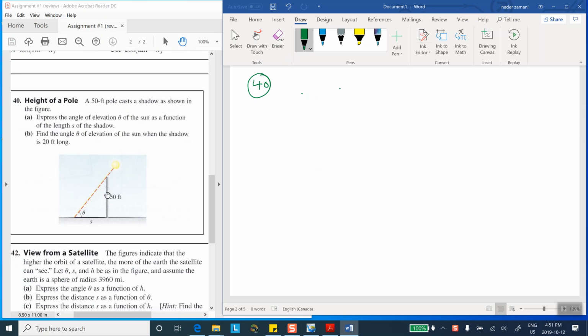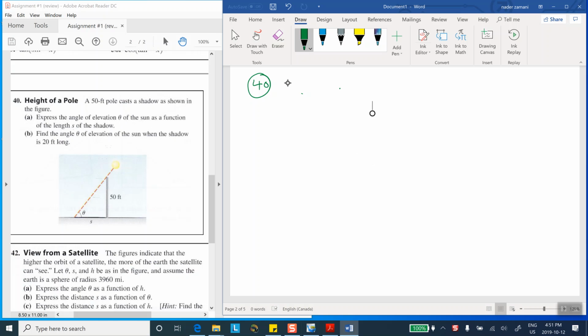So it looks like we have a pole here, which is 50 feet long or high. And there is the sun casting a shadow of the pole on the ground. And the distance is S, the length of the shadow. And that angle is theta. So express the angle of elevation theta of the sun as a function of the length s.